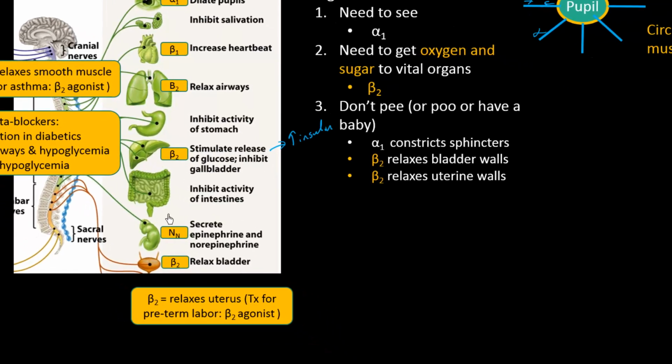And finally here, we get to point number 3. And that is, you don't want to pee or poo or have a baby. And so as we said here, the beta-2 receptors, they relax the bladder. That follows our rule. And what the alpha-1 receptors are doing, these are constricting the sphincters. And this is the important one. I should have highlighted it.